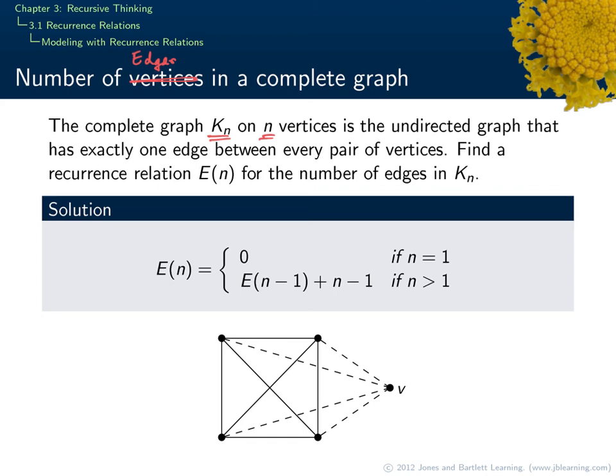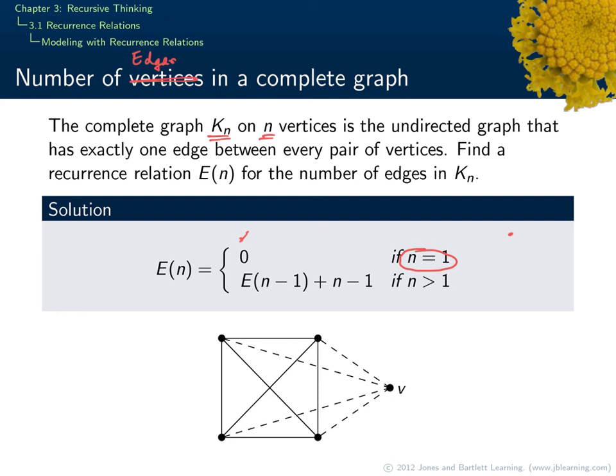So if n is equal to 1, that is, we have just a single vertex, then there are no edges. So E sub n, the number of edges in the complete graph with one vertex, is 0. We have 0 edges. Now, what about if we have more than one vertex?